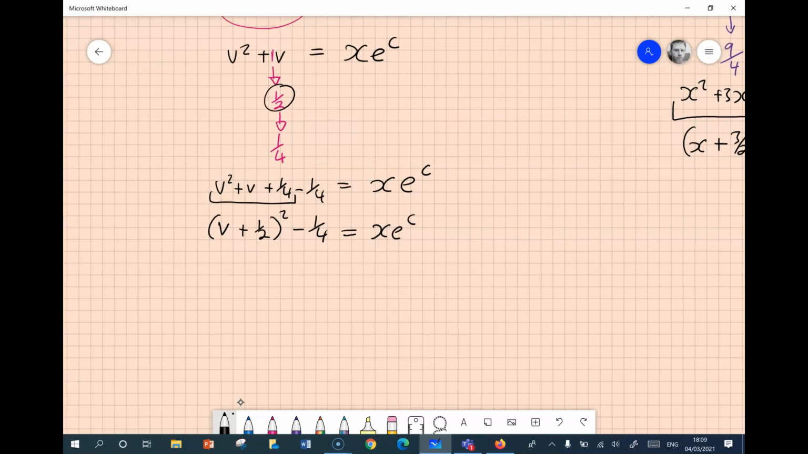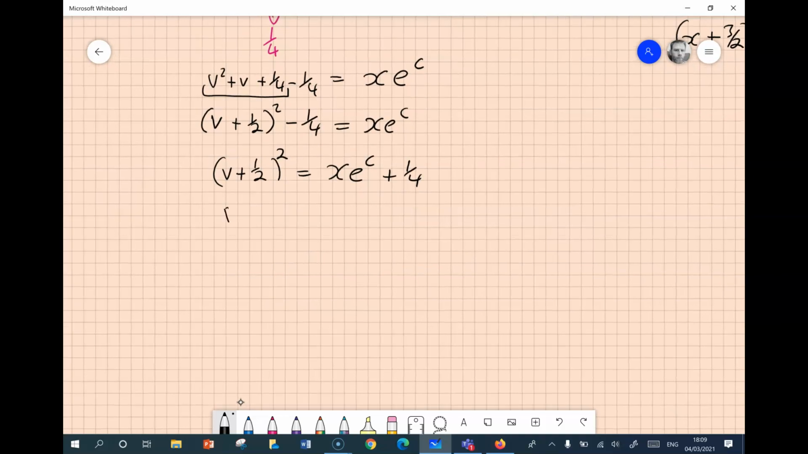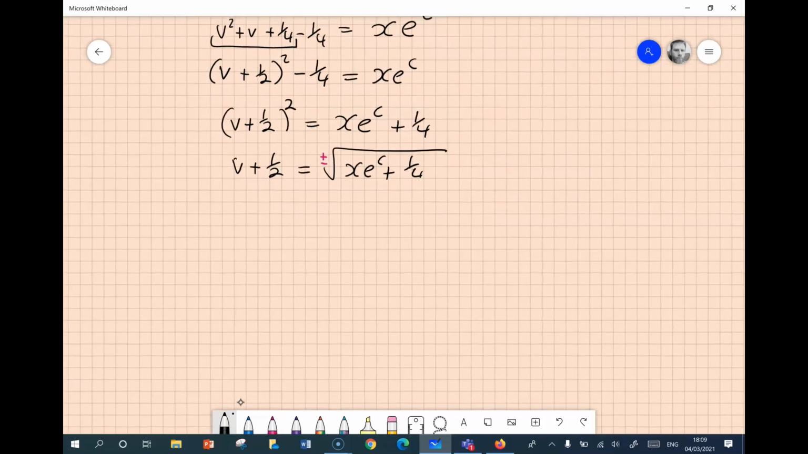Now keep going. So I've got v plus a half all squared, so I'm going to bring my quarter over, so v plus a half squared is equal to x e to the power of c plus a quarter. And I've got my squared here, apologies. Alright, last thing, get rid of my squared there now. So I've got v plus a half, so if my squared comes over, it becomes square root. X e to the power of c plus a quarter. And don't forget that square root, we're going to need a plus and a minus version of it at the end. Okay, we're nearly there.